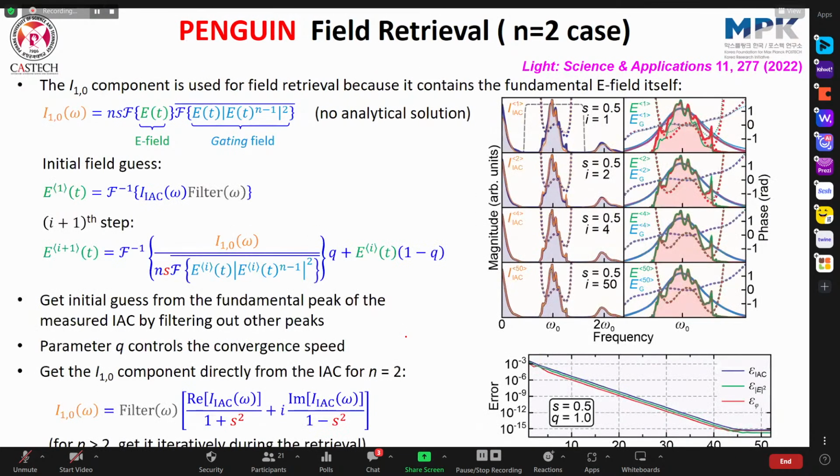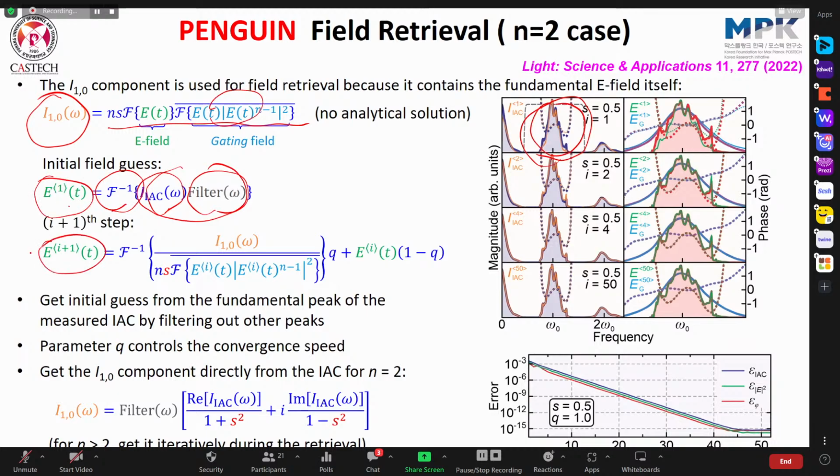Okay, so suppose we use this term. This term can be written this way. We are filtering this component, so we have a filter, and then we have the autocorrelation in frequency. Then filter out this one, and make the inverse Fourier transformation, which will be the electric field. Then you use this to go to the next step. So using this formula, you can have a retrieval program. And also you can have a Q factor to mix the previous step with the new step. It depends on the situation.